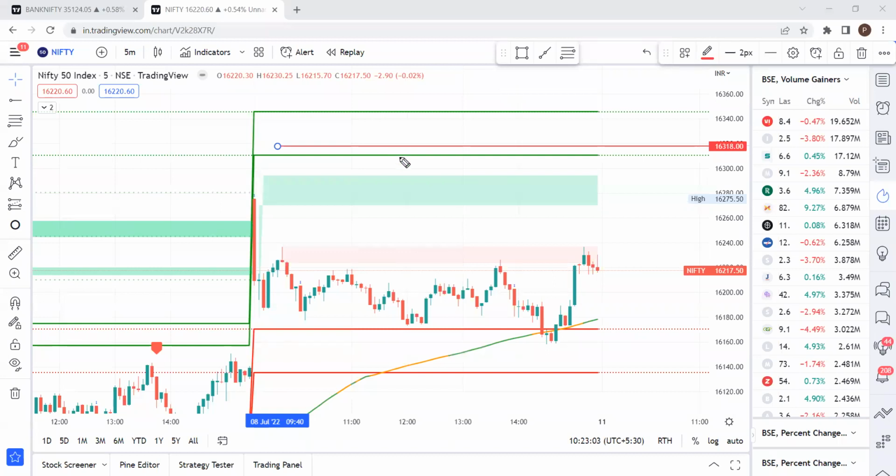Like here, if someone gives you a long, will you take a trade? No, you should not take a trade. If someone is giving a trade here, will you take a trade? No, you should not. If someone is giving a trade around here, will you take a trade? No trades, because it's all short trades. Because when the stock goes from here and then it's here, first time it is always a sell.